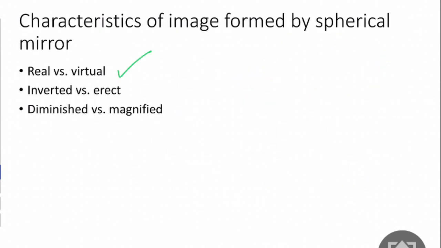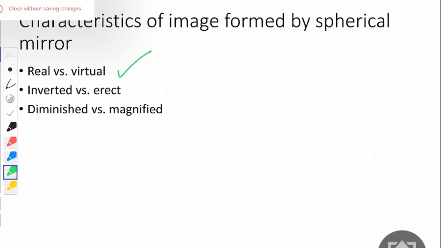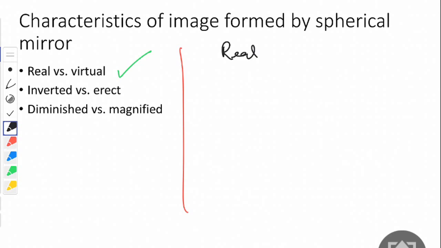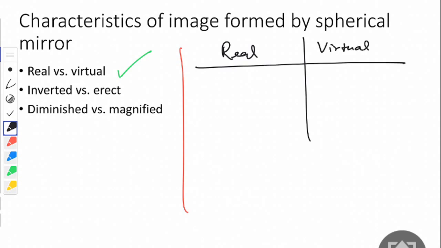We have talked about real and virtual. We did not talk about inverted and erect. I will actually show it to you when we do the image formation, and we will learn these things. But right now, I would just like you to know one thing. I will give you some properties of real and virtual. I have not proved it to you. I'm just telling you. I will show it to you as we do our ray diagram.